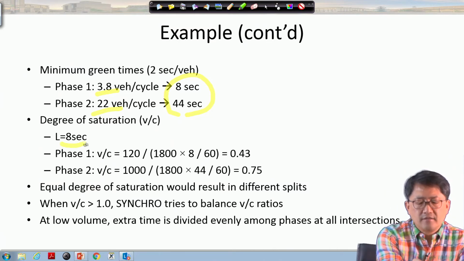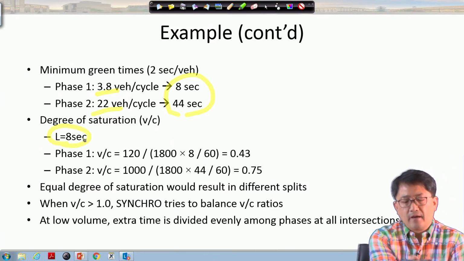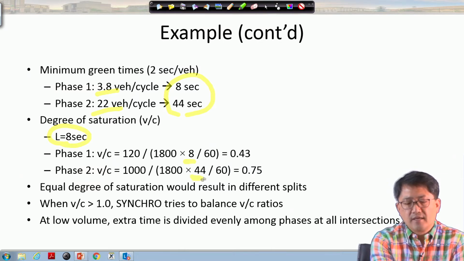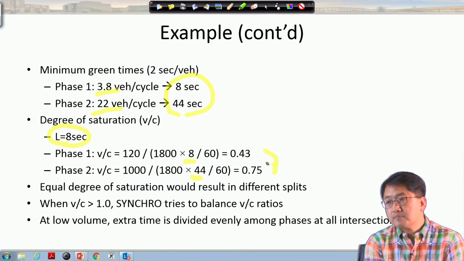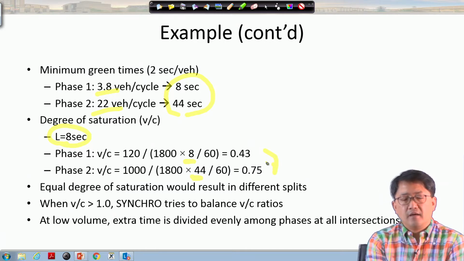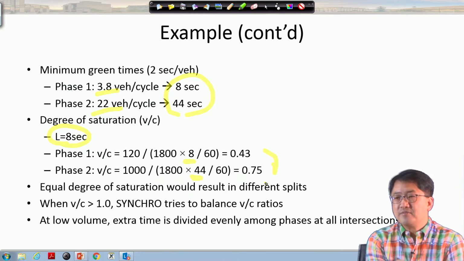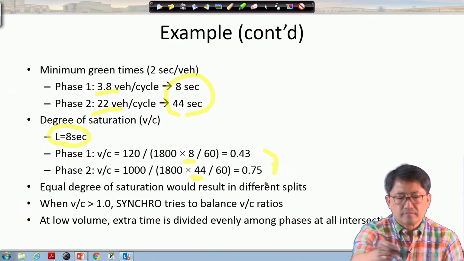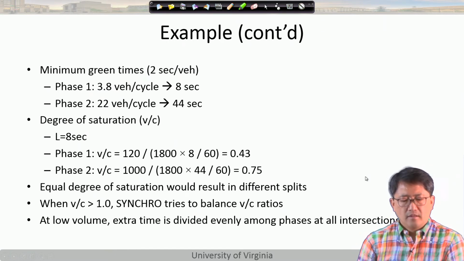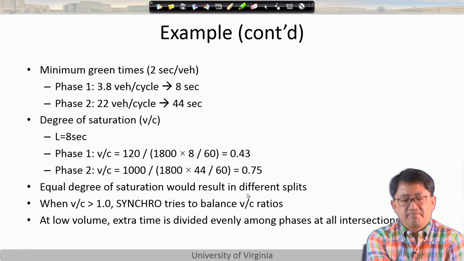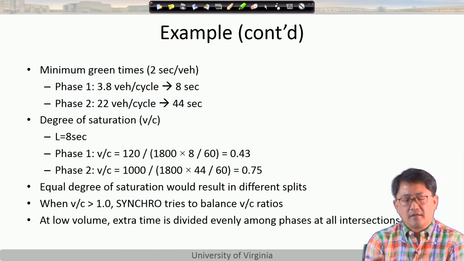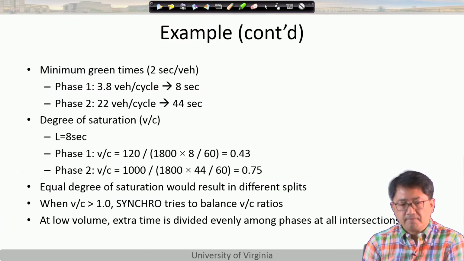But each phase has 4 seconds of lost time, we assume, 8 seconds total, and we give 8 seconds and 4 seconds. And if you calculate the VOC ratio, they are not identical. If you had used the HCM, they would have given green time so that these two values are the same. And this violates a fundamental engineering principle. Webster's method is violated, but it works. So equal degree of saturation is not done. When the VOC ratio is bigger than 1, Synchro tries to balance the VOC ratios. At low volumes, extra time is sometimes given to the major street, or sometimes evenly divided.